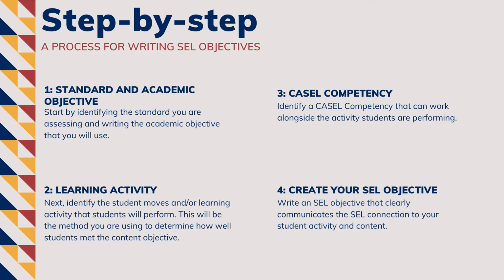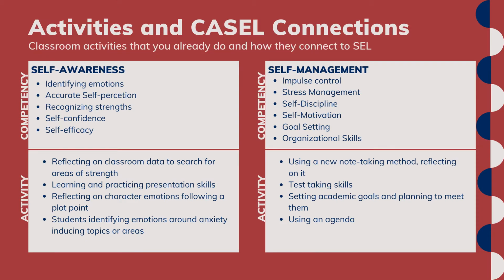So, to break it down even more, we can look at it this way. First, we're identifying the academic standard and objective. Then, we're planning out the lesson with attention to learning activity and student moves. After that, we're connecting that to our CASEL competency before finally explicitly stating our SEL objective. Once you know the CASEL competencies, this process can take a matter of moments and adds very little planning to your load.